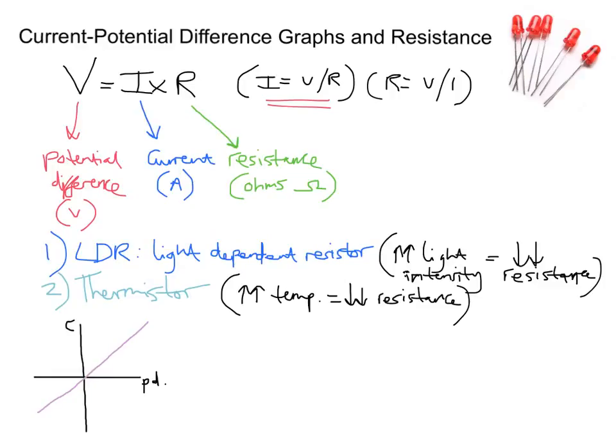So this first one is of a resistor at a constant temperature. So this one's number 1. Now what you get, as we said, is a straight line through 0. Now the current through a resistor at constant temperature is directly proportional to the potential difference across it. So if you double the current, the potential difference would double. And this is one of the key graphs that you may be asked to draw or to simply identify in a question paper. So if the current potential difference graph looks like this, then what we're looking at is a resistor at constant temperature.